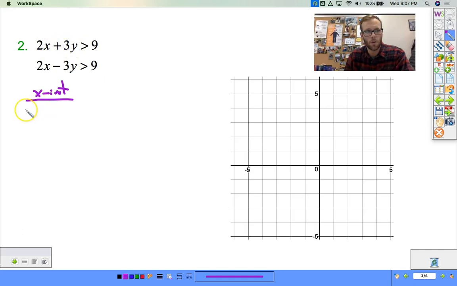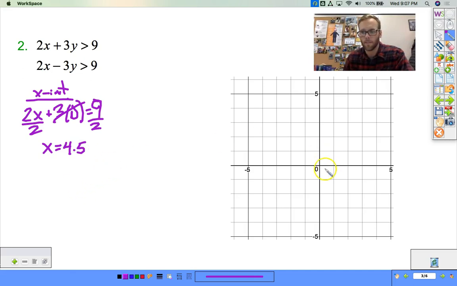X-intercept. 0 in for y. 2x plus 3 times 0 equals 9. Okay, that's 0. We just need to divide, so that's gone. Divide that by 2. X equals 4.5. 1, 2, 3, 4.5.